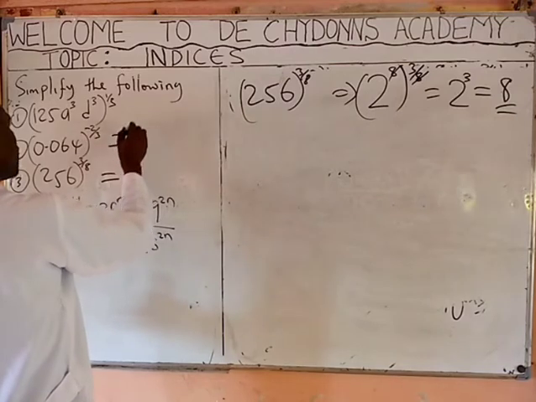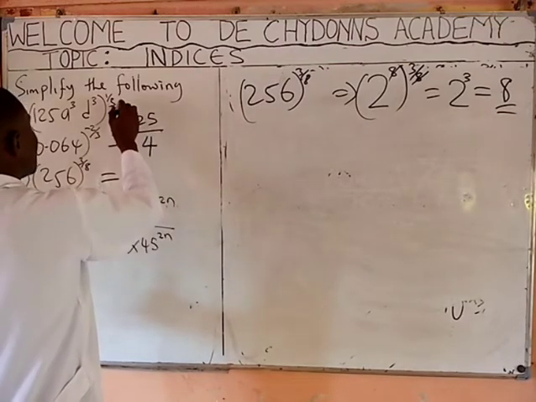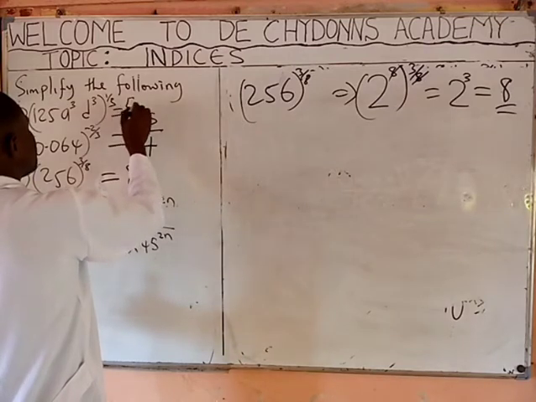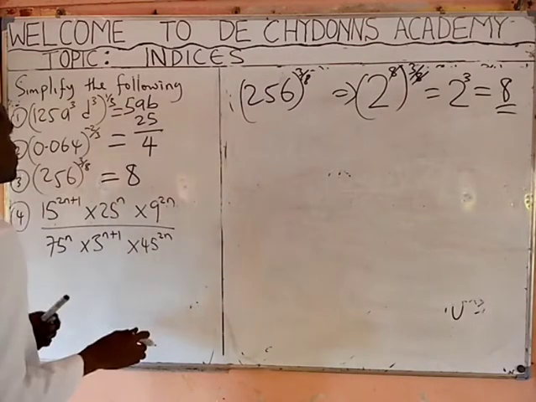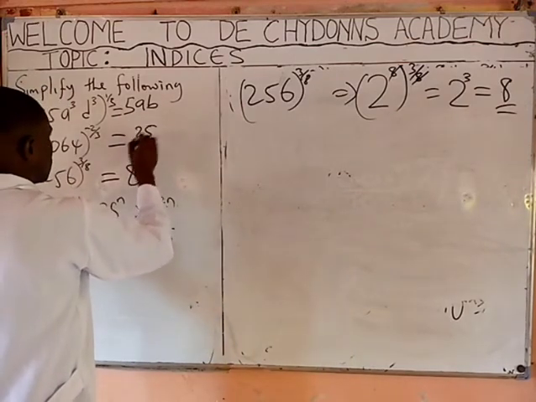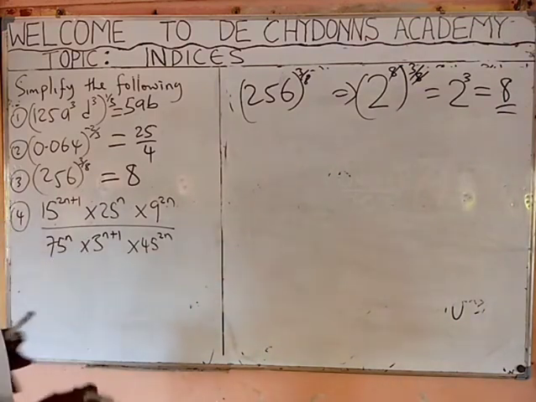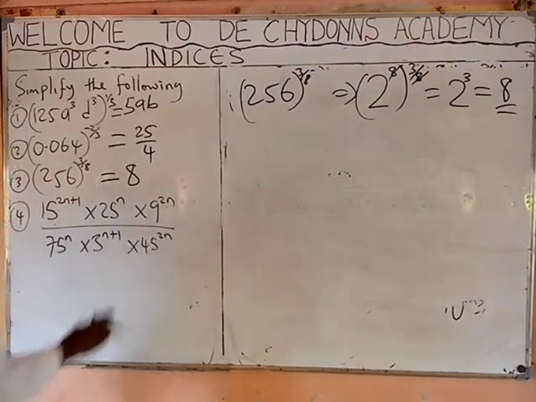The answer to this one is 25 over 4. And the answer to this one is 5AB. Then we go to the last question. This last question says simplify this.